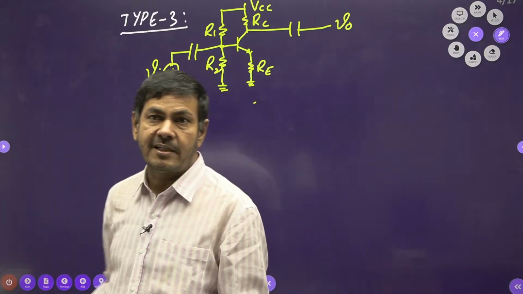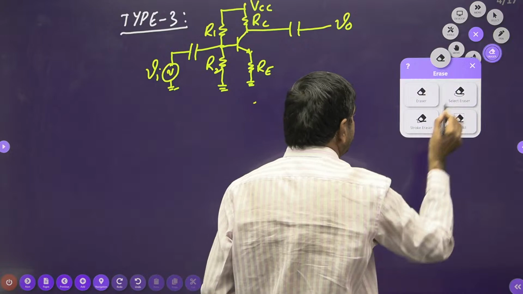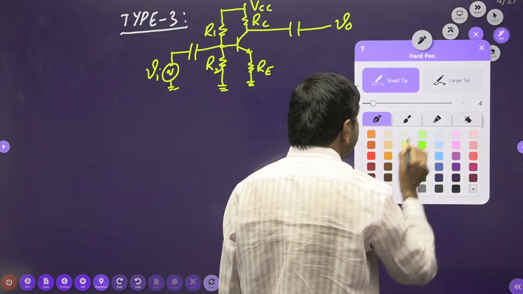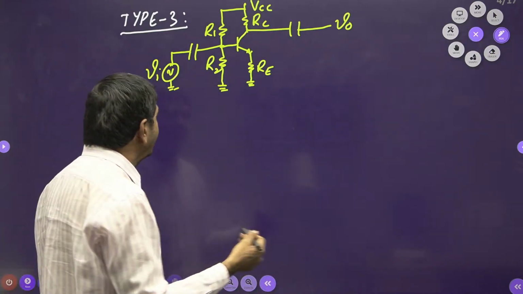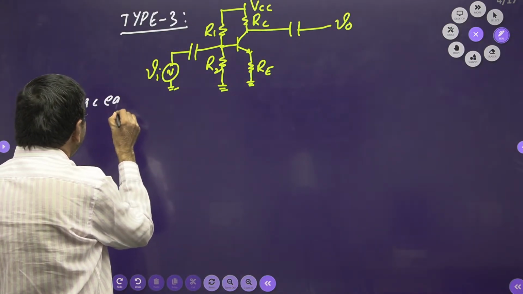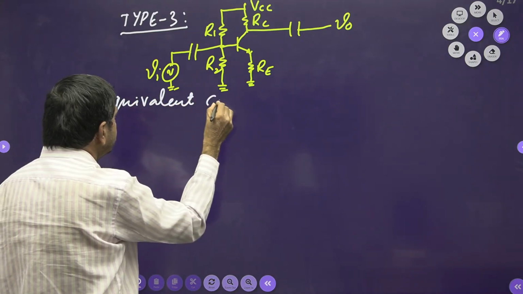How can we find the voltage gain? We need to draw the AC equivalent circuit for this. Once you have drawn the AC equivalent circuit, you can easily determine input impedance, output impedance, voltage gain, or whatever it may be. I want to get the AC equivalent circuit.